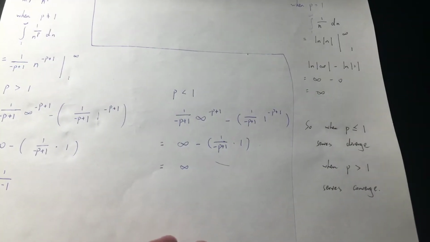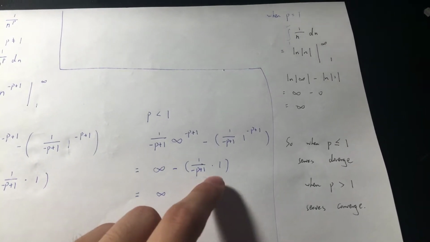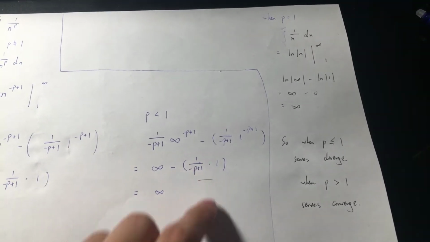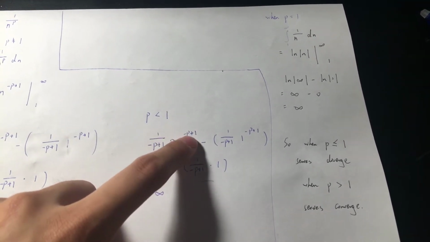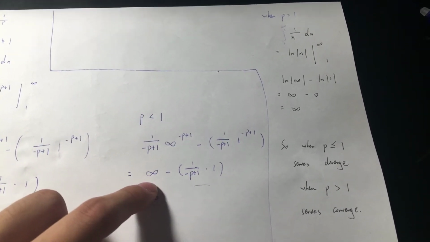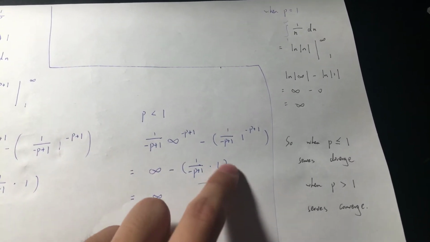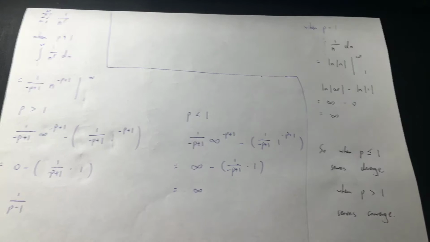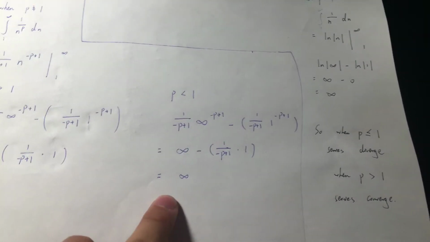And when p is less than 1, we find that minus p plus 1 will be positive. So there's a constant, and a positive exponent. So that will be infinity. Infinity to a positive power will also be infinity, and minus the constant, which we can ignore. So that will be infinity, so that will diverge.